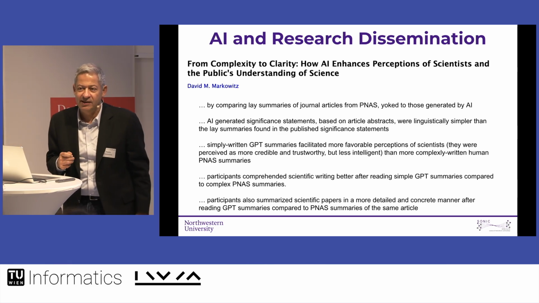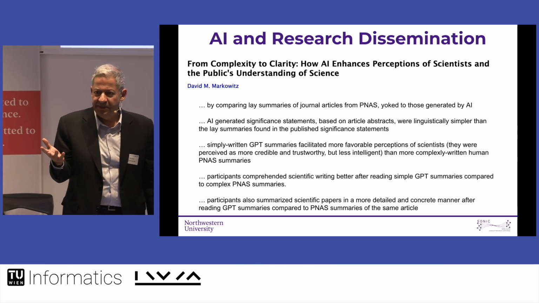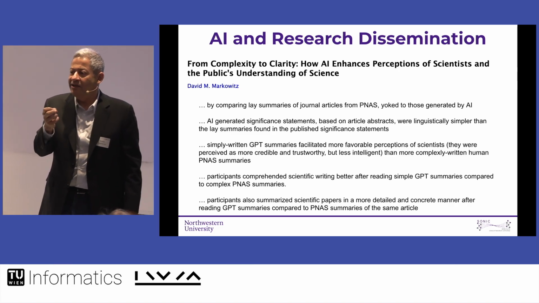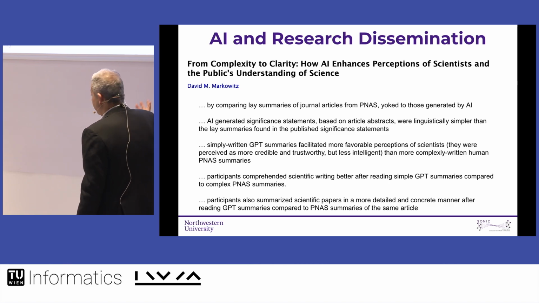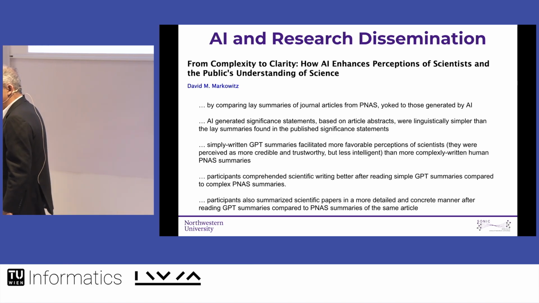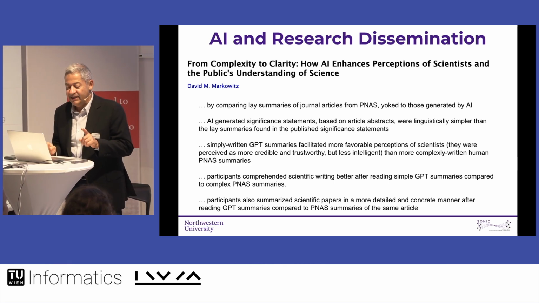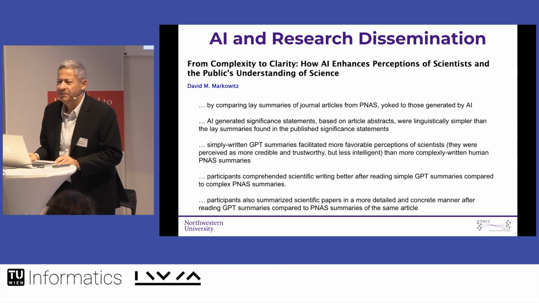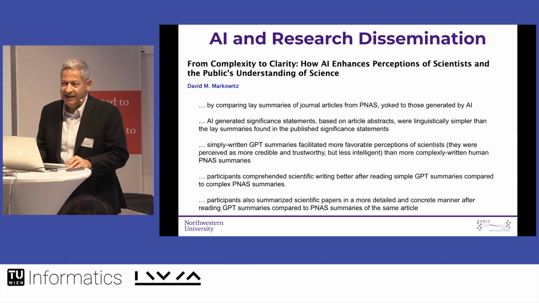This was a very interesting study. They looked at PNAS articles. They took the normal summaries, the significant statements of PNAS, and replaced it for a sample group by creating a ChatGPT version of that. And they found, guess what? That in general, the ChatGPT version was simpler to understand. People liked it more. Interestingly, they had more favorable perceptions of scientists. They were perceived as more credible and trustworthy, but less intelligent than more complex written human PNAS summaries.